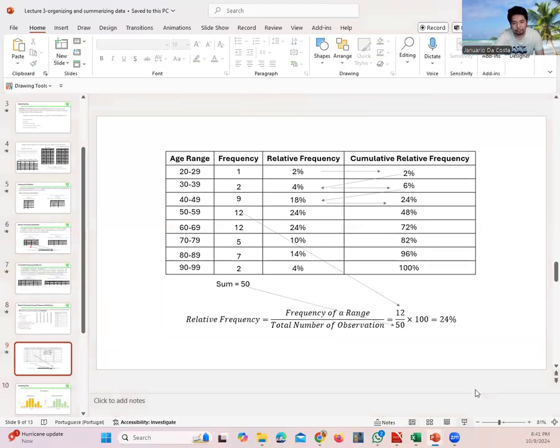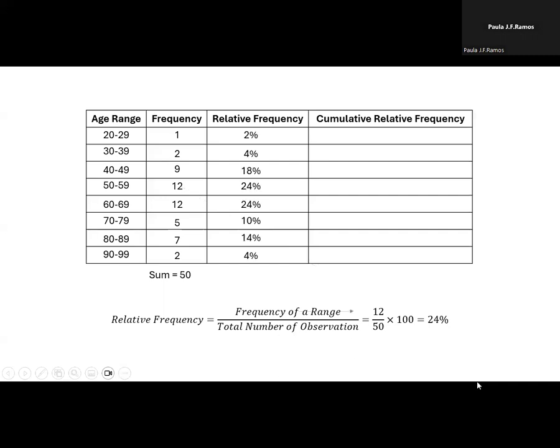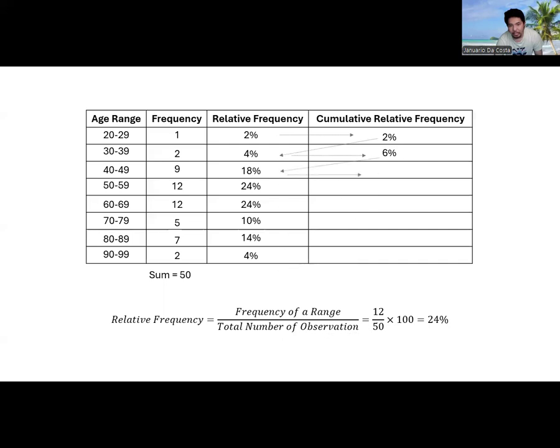Okay? Basically, this is how you do it. So you bring down the 2%, 2% plus 4%, that's 6. 6 plus 18, that becomes 24. And then you just do the same for the next one. And then you get your cumulative relative frequency over here.